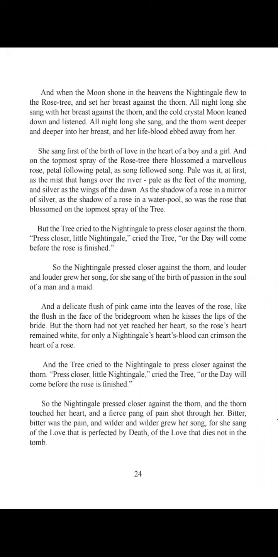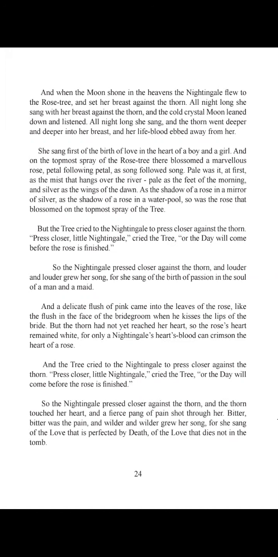Now the bird is getting pale because the blood is going away from the body. Pale as the feet of the morning and silver as the wings of the dawn. As the shadow of a rose in a mirror of silver. As the shadow of a rose in a water pool. See how many similes Oscar Wilde has used to make the story so interesting. So was the rose that blossomed on the topmost spray of the tree.